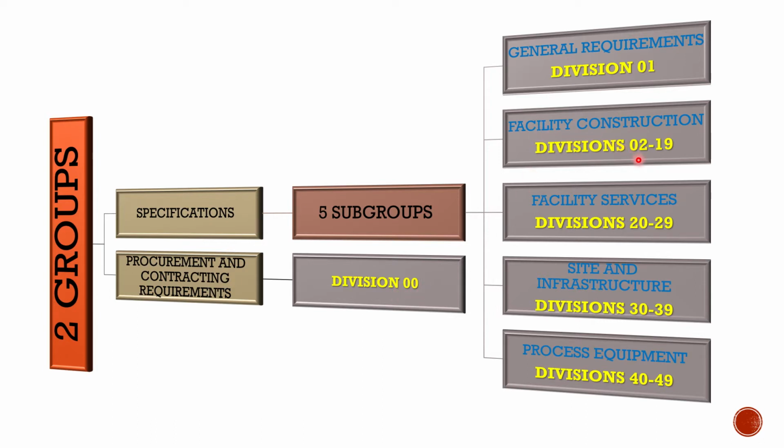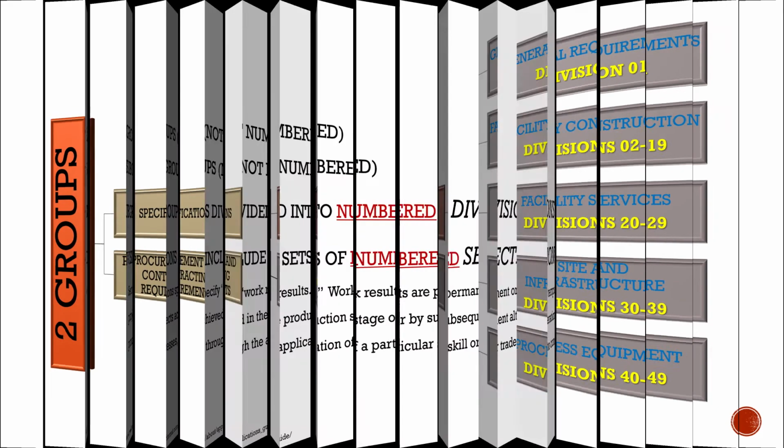The second subgroup of the 5 is facility construction, divisions 02 through 19. The third subgroup is facility services, divisions 20 through 29. The fourth subgroup is site infrastructure, divisions 30 through 39. The fifth subgroup is process equipment, divisions 40 through 49. So that's kind of how specifications are organized, like a table, for when you need to find your information.